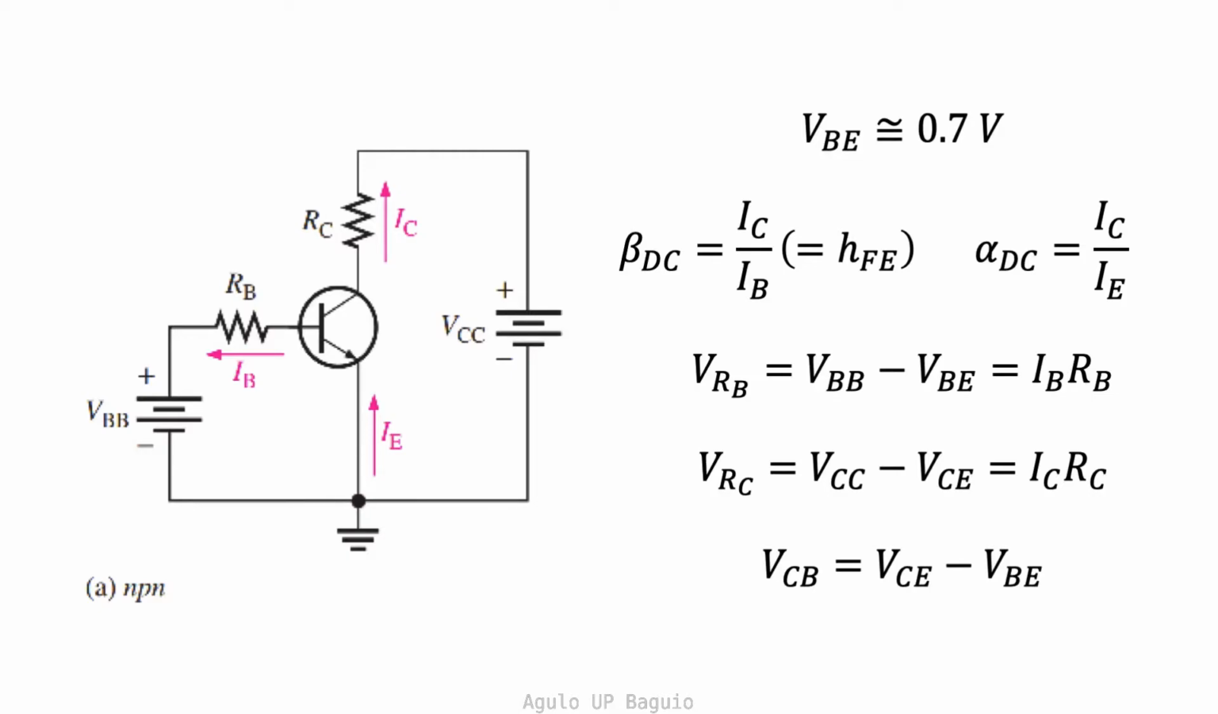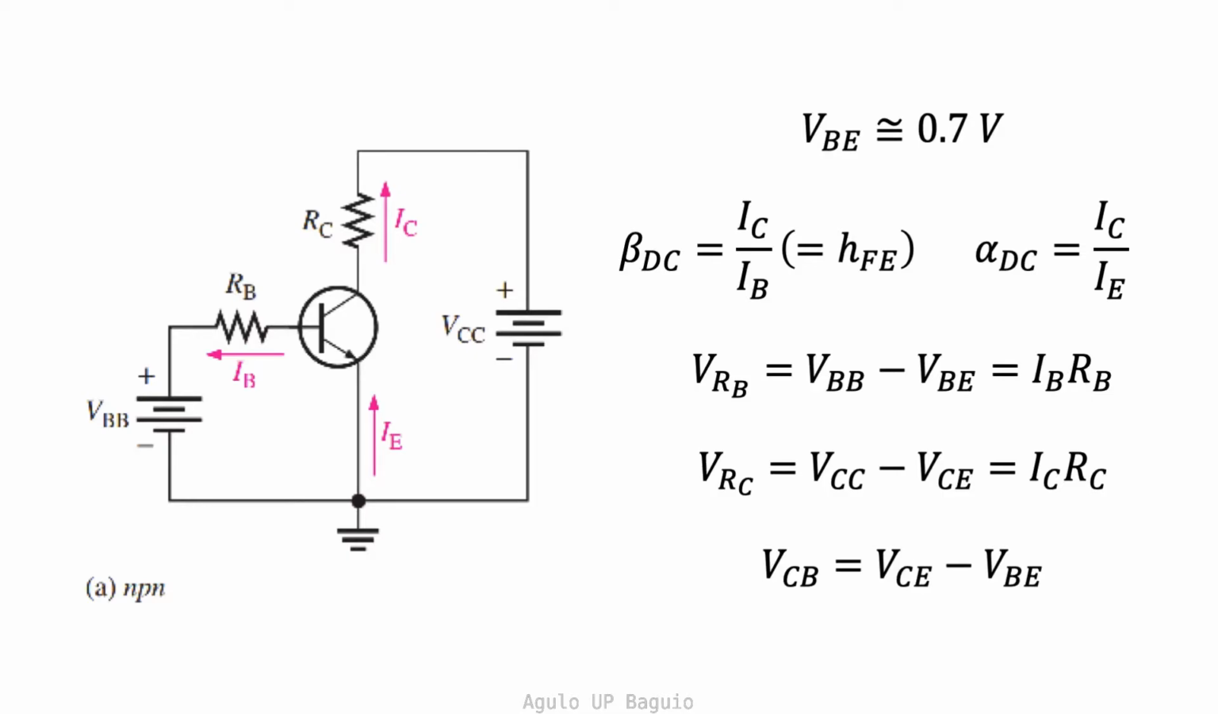VBB forward biases the base emitter junction, while VCC reverse biases the base collector junction. The voltage across the base with respect to the emitter is the base emitter voltage VBE. The voltage across the collector with respect to the base is the collector base voltage VCB. The voltage across the collector with respect to the emitter is the collector emitter voltage VCE.